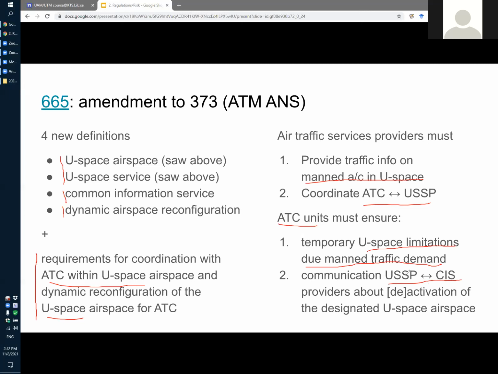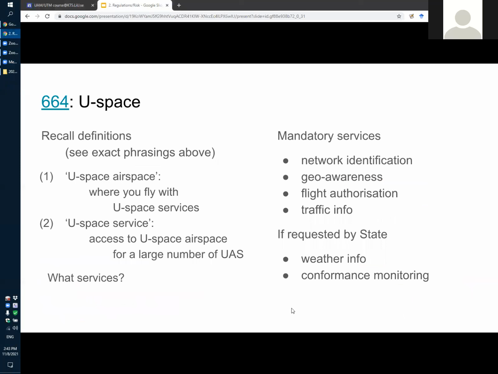And yes, again, the U-space service provider has to communicate through this common information service, explain what kind of U-space has been activated, deactivated, what boundaries there are, what constraints, what limitations. Anyway, I guess they're more or less repeating the same story. Coordinate, communicate. So that's it about 665. And in the remaining 15 or 17 minutes, let me try to explain some stuff from the bigger one, the Regulation 664 on U-space.